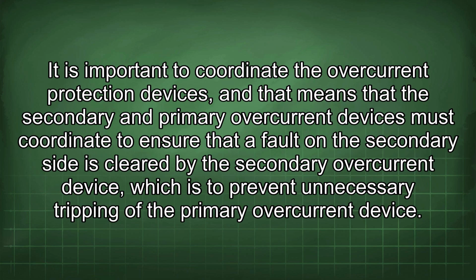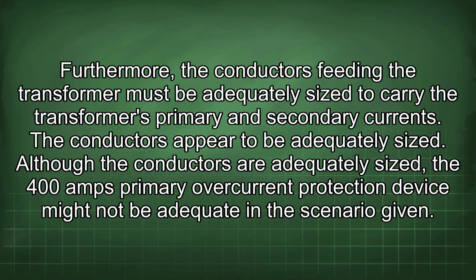It is important to coordinate the overcurrent protection devices, and that means that the secondary and primary overcurrent devices must coordinate to ensure that a fault on the secondary side is cleared by the secondary overcurrent device, which is to prevent unnecessary tripping of the primary overcurrent device. Furthermore, the conductors feeding the transformer must be adequately sized to carry the transformer's primary and secondary currents. The conductors appear to be adequately sized. Although the conductors are adequately sized, the 400 amps primary overcurrent protection device might not be adequate in the scenario given.